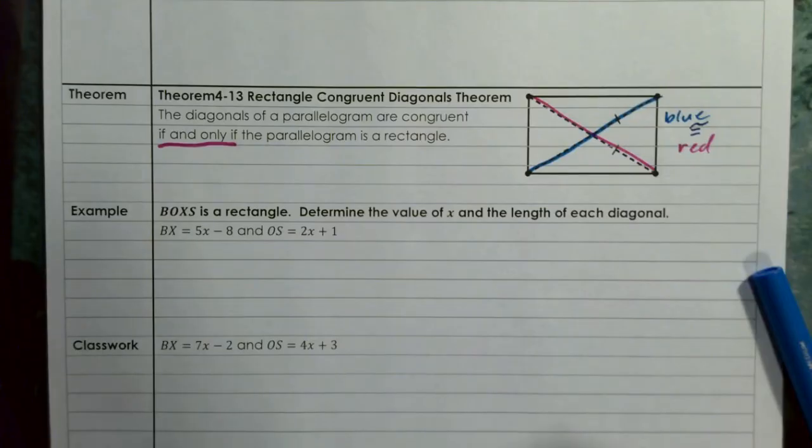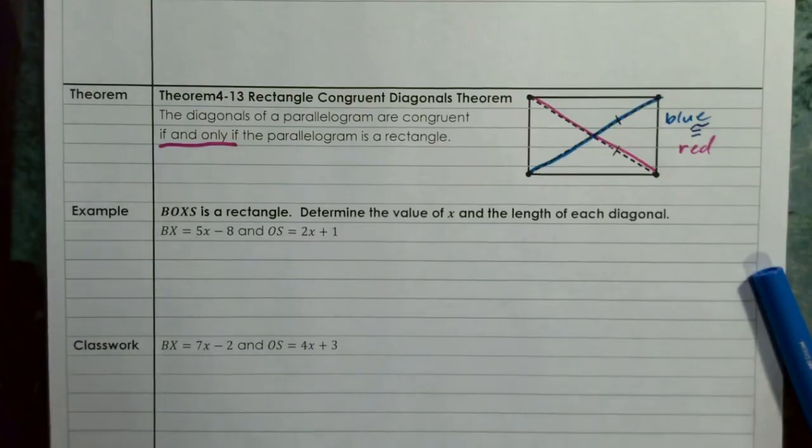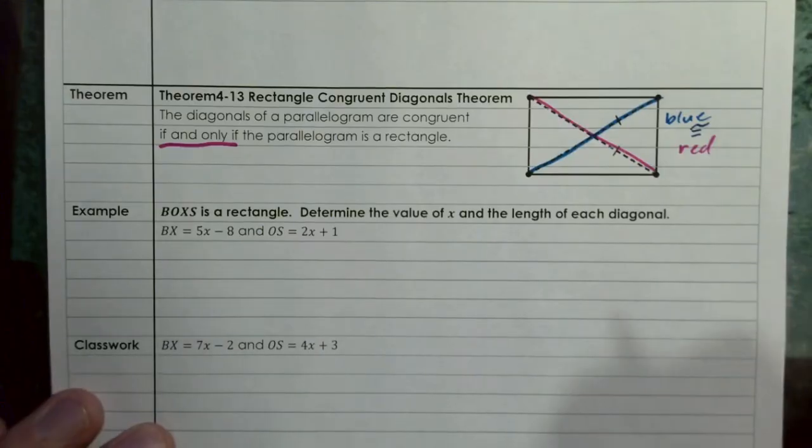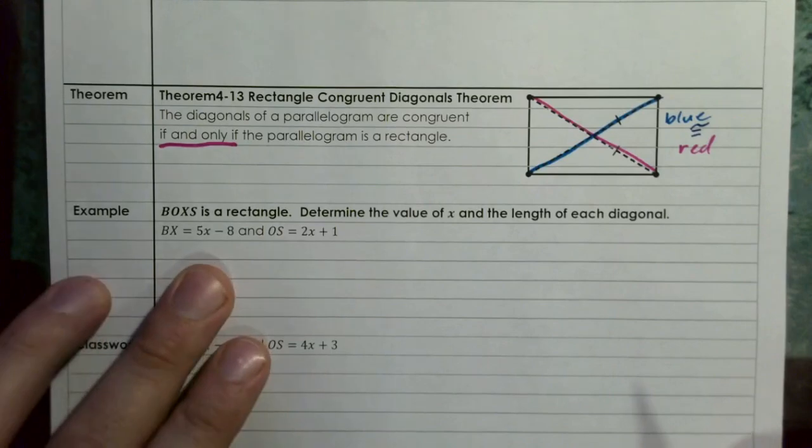Now again, this is a biconditional, so if we only know it's a parallelogram, but then we find the diagonals are congruent, that's got to be a rectangle. If it's a rectangle, then the diagonals have to be congruent. So let's check it out. We want to determine the value of x in each diagonal.